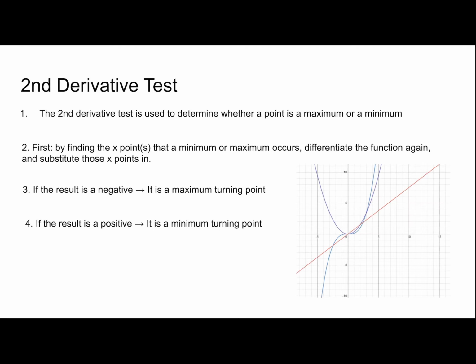And I've got three graphs here. Our blue graph is our f of x, differentiated once is our parabola, which is the f dash of x, and if we differentiate again, the red graph, our linear graph, is our second derivative.